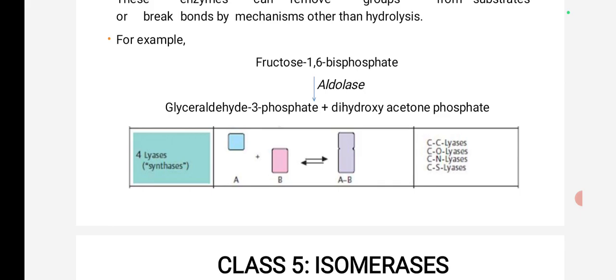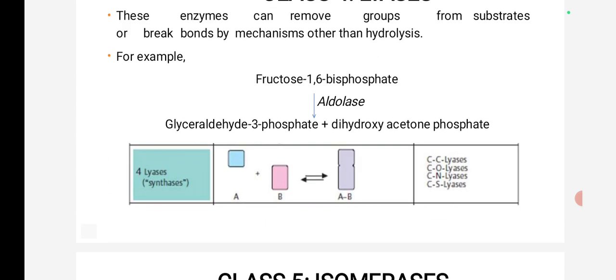This is the diagrammatic representation: A plus B which gives AB. Here bonds will be broken. For example, CC lyases, CO lyases, CN lyases or CS lyases. These bonds will be broken down.